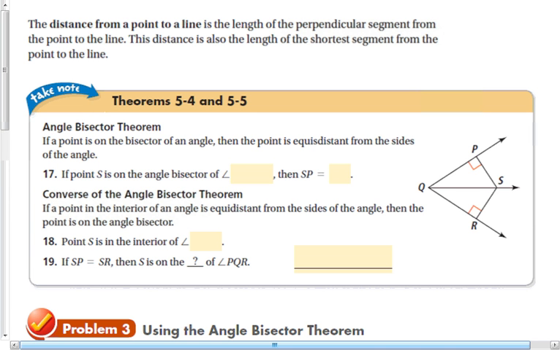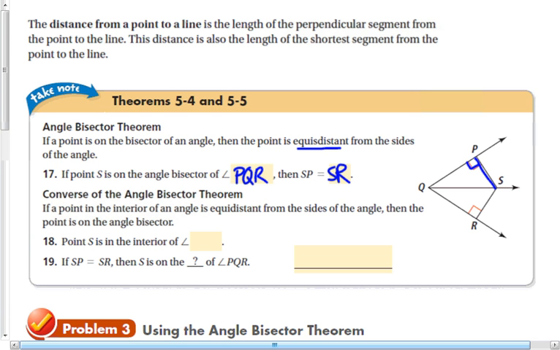And if a point is on the bisector of an angle, then the point is equidistant from the sides of the angle. Now, when we say that, that's where this perpendicular line comes into play. We're talking about the shortest distance. So, if point S is on the angle bisector of angle PQR, then SP is equal to SR.